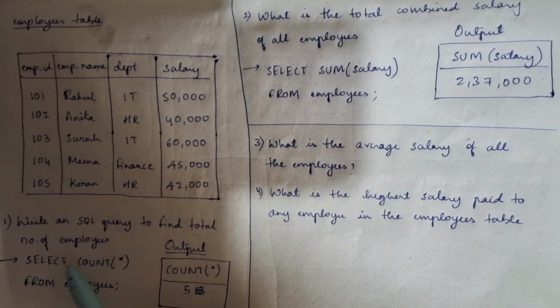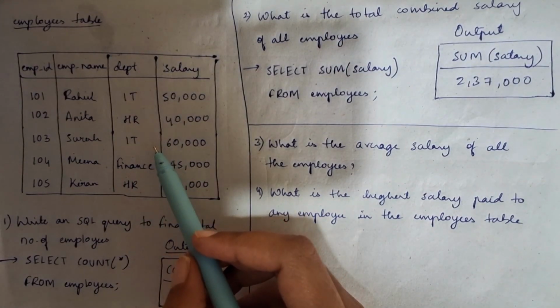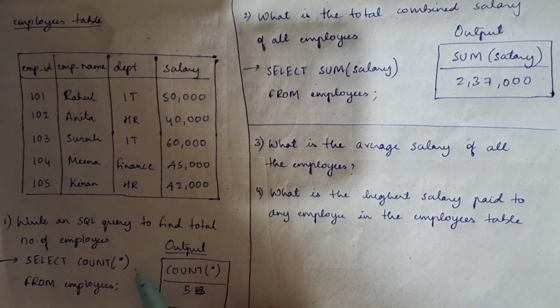Here, select keyword is used to display the result, and whatever function we write after select, its output will be shown. Now here, listen carefully guys. Count is a multi-row function. It is used to count the rows. The asterisk means count all rows, including the rows that contain null values. But we don't have any null values in our employee table. And guys, this is very important. Count asterisk does not care about column values. It only counts the number of rows. From employees means the data is taken from the employees table.